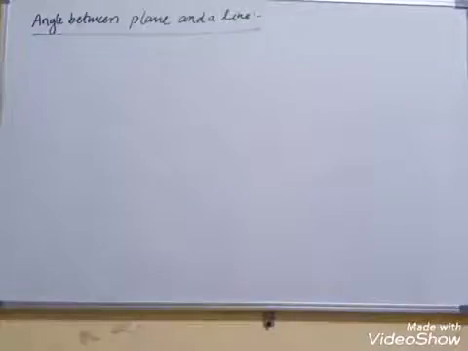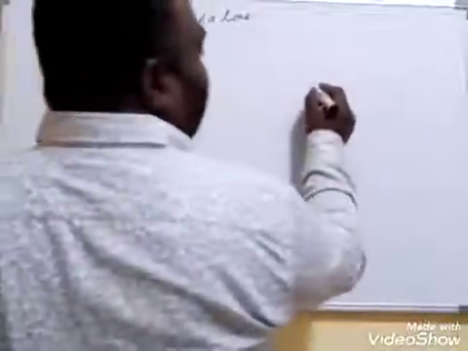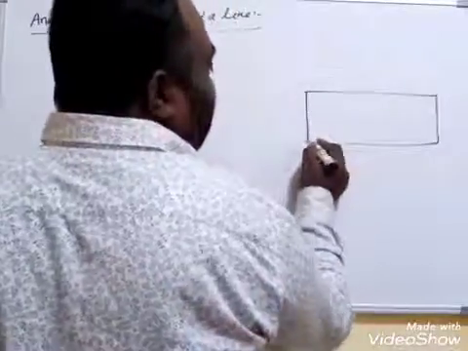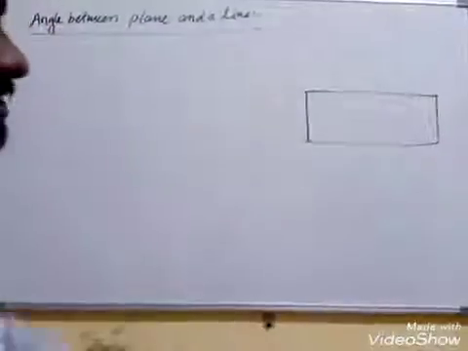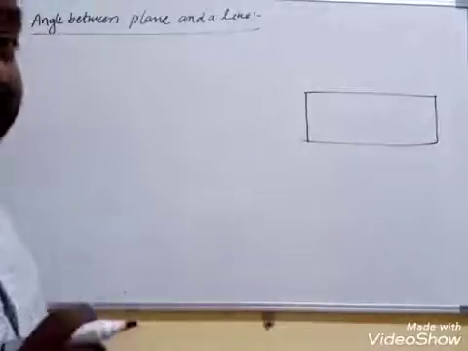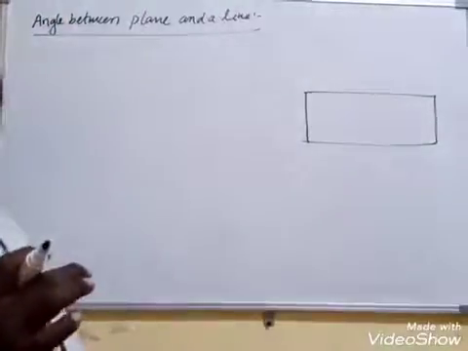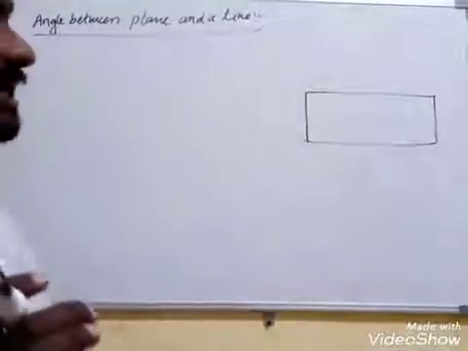Okay. Now, we are going to discuss one more concept, that is the angle between a plane and a line. Now, how are we going to measure the angle between a plane and a line? For example, the plane is there like this, and one of the lines is making an angle of theta. That means we are going to measure the angle between the plane and the line as the complementary angle between the normal of the plane and the line.